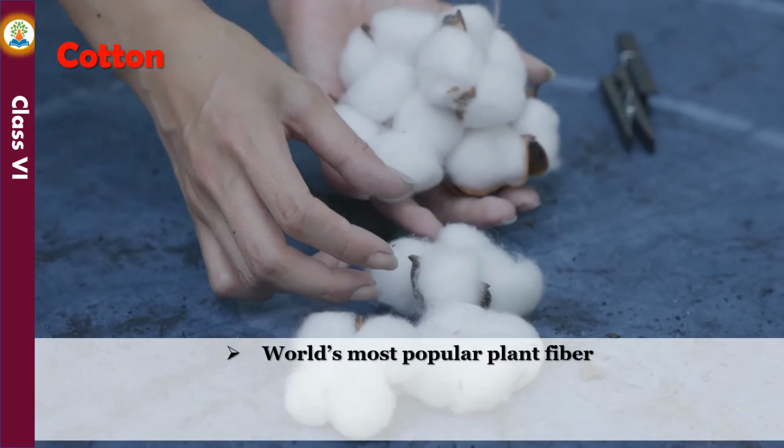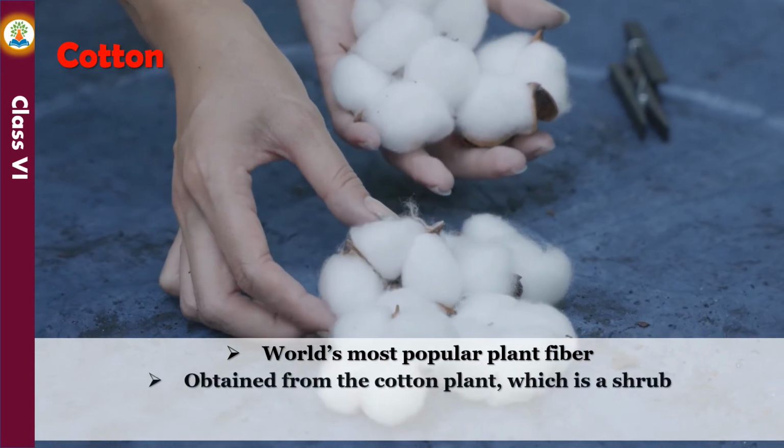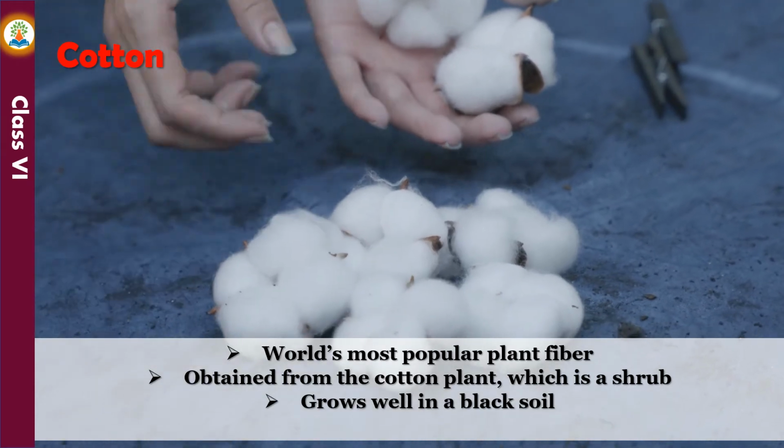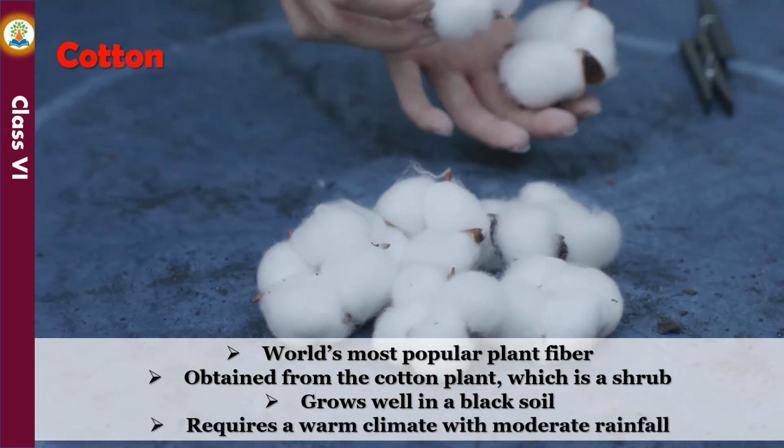Cotton is world's most popular plant fiber. It is obtained from the cotton plant, which is a shrub. It grows well in a black soil. It requires a warm climate with moderate rainfall.